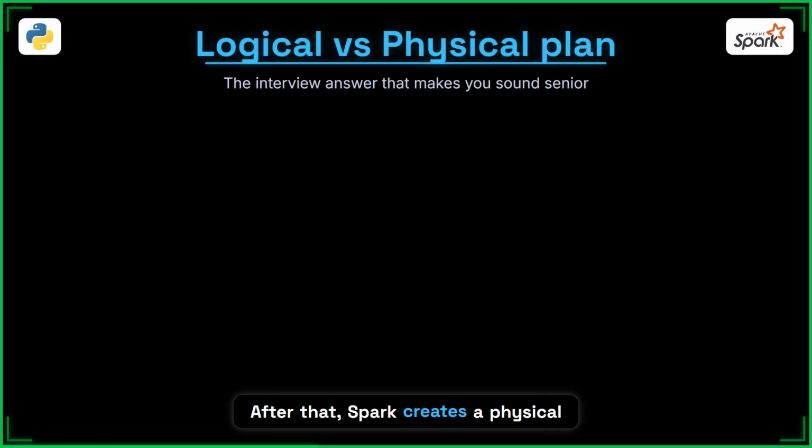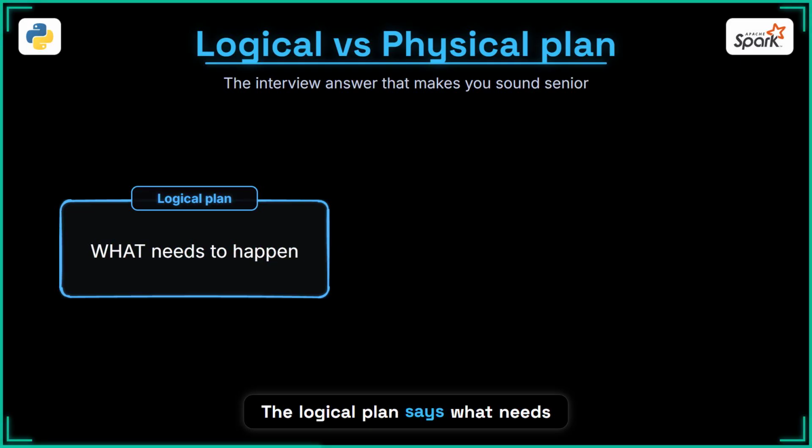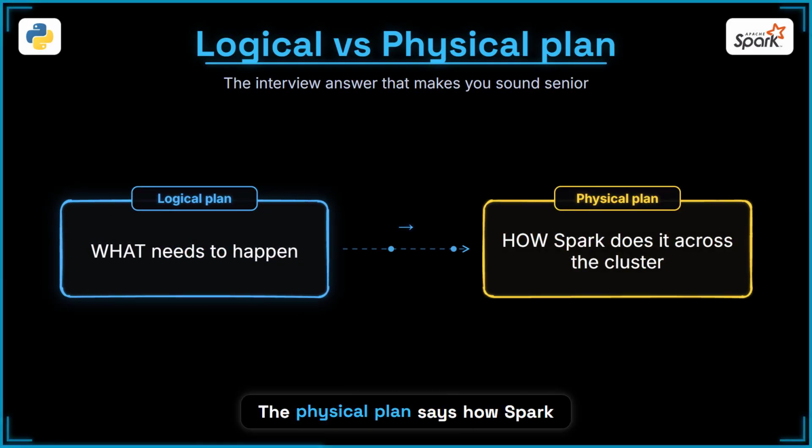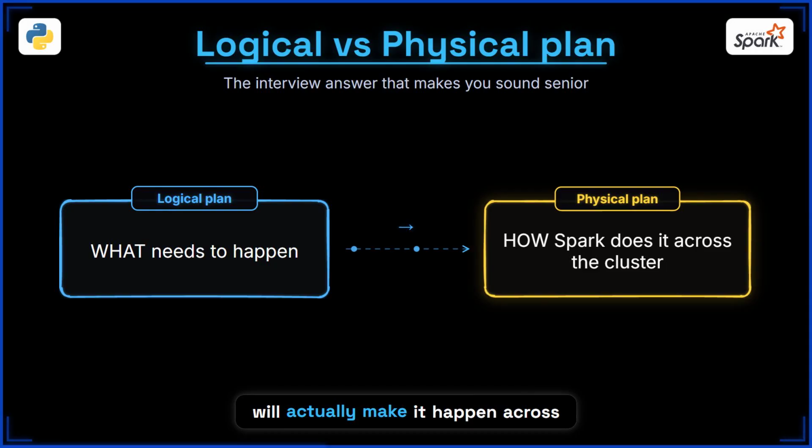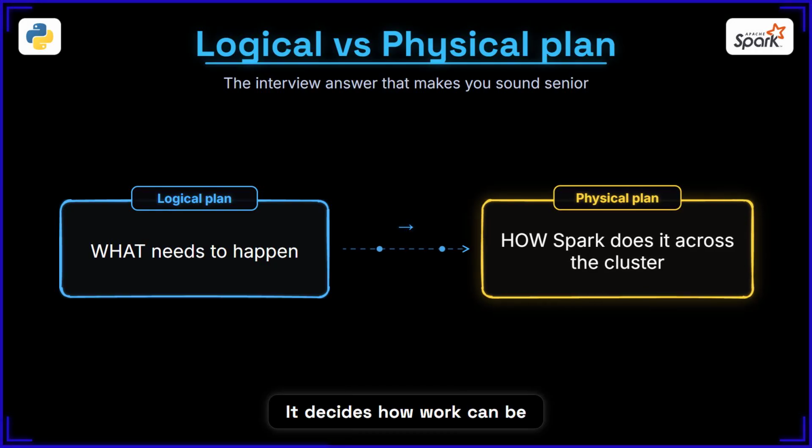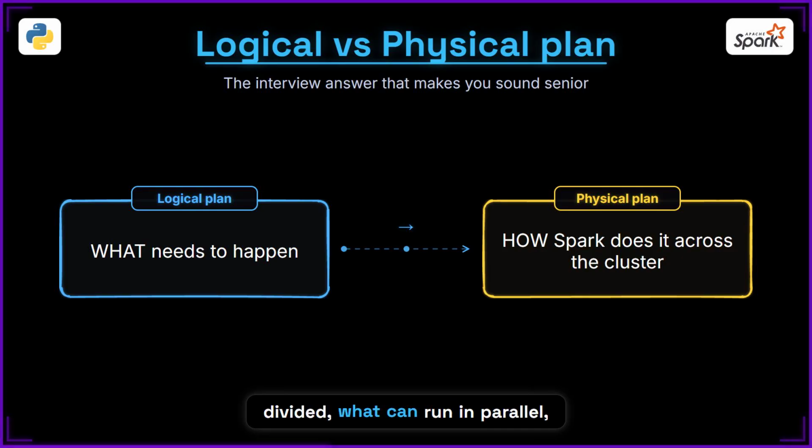After that, Spark creates a physical plan. The logical plan says what needs to happen. The physical plan says how Spark will actually make it happen across the cluster. It decides how work can be divided, what can run in parallel, and where data movement may be needed.